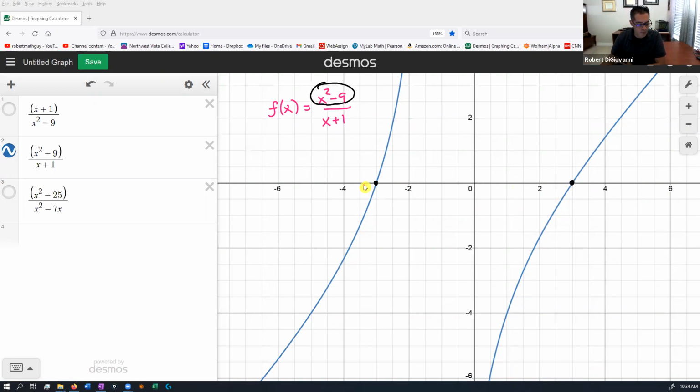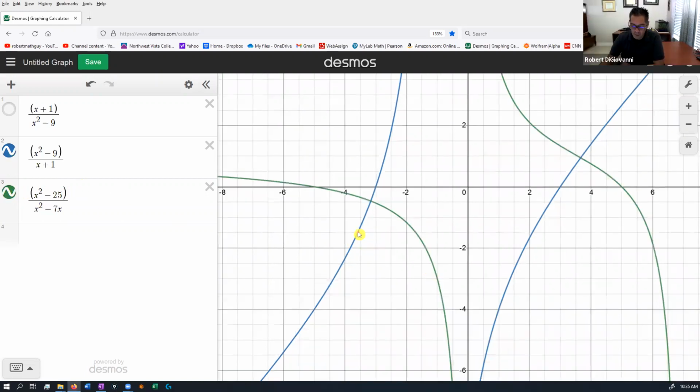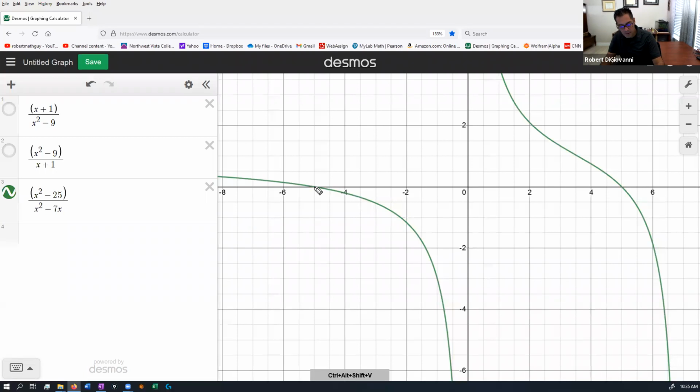Let's check one more. Looking at this last one, x squared minus 25 over x squared minus 7. On this one right here, where would we have x-intercepts if this follows what these two have done? Where should we expect to see x-intercepts? What numbers make x squared minus 25 0? 5 and -5, right? Good. So let's look at the graph. Here's the graph. Hey, look at that. Here's -5, right? And here's 5.